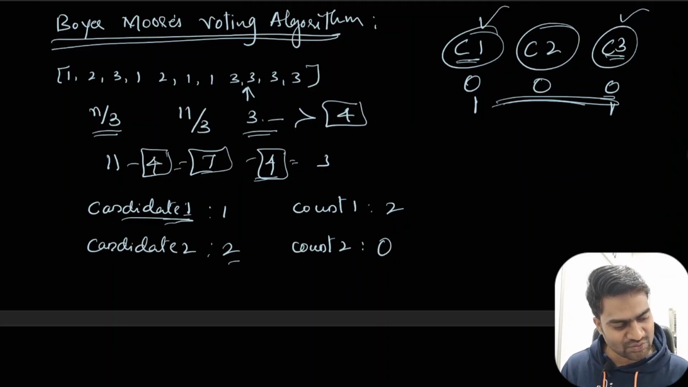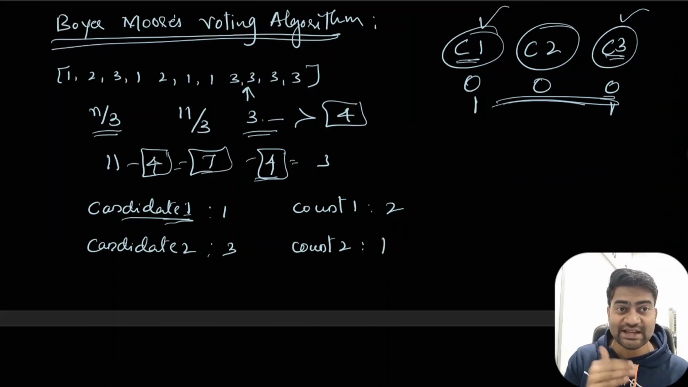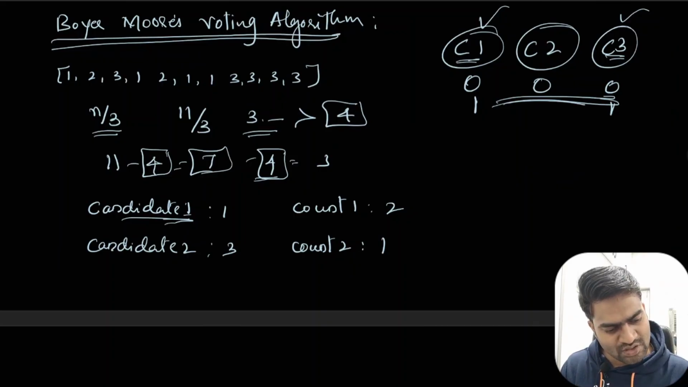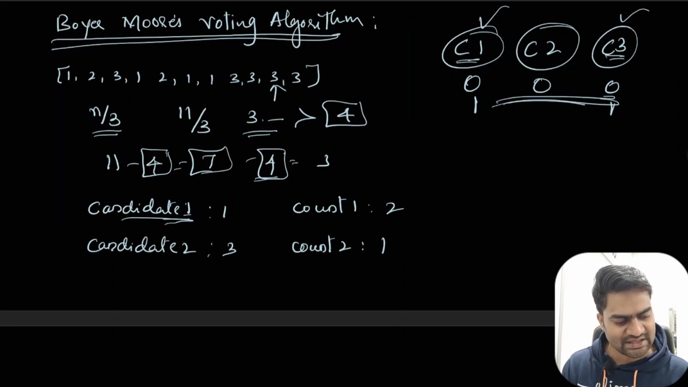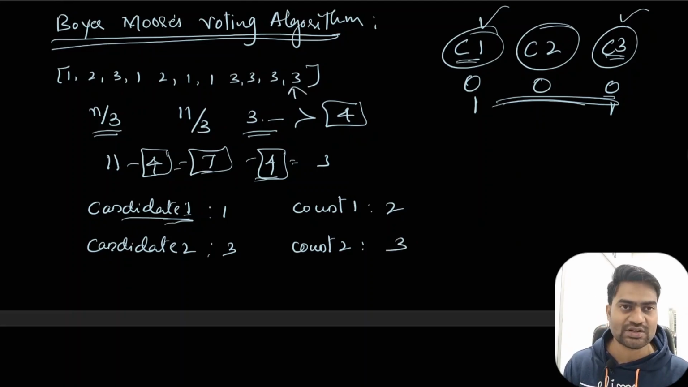So now what I will do, I will change this to 3 and I will update his count as 1. So he is relatively leading with 1 vote now. Okay. So next I will move to next number, which is 3. So it is candidate 2. I will increase the count. I'll go to next number. Again, I will increase the count. So now after processing last element, I'll move out of the array.